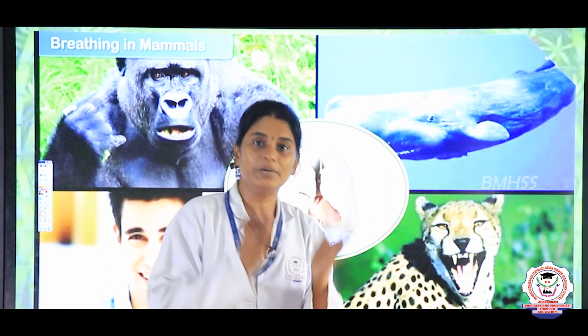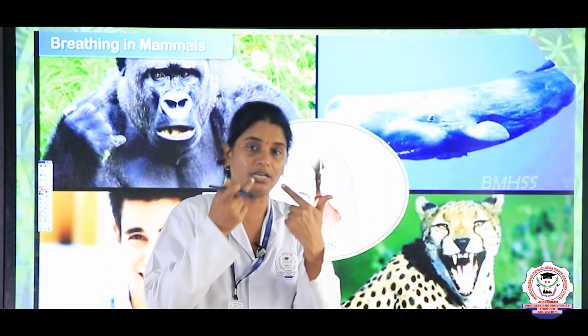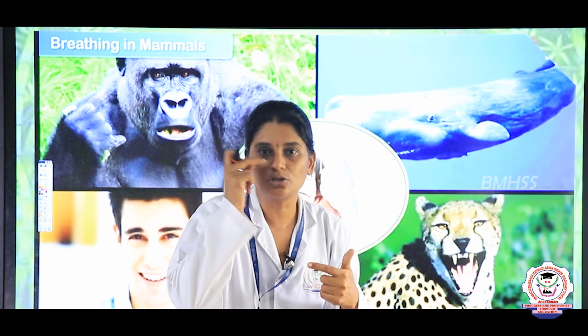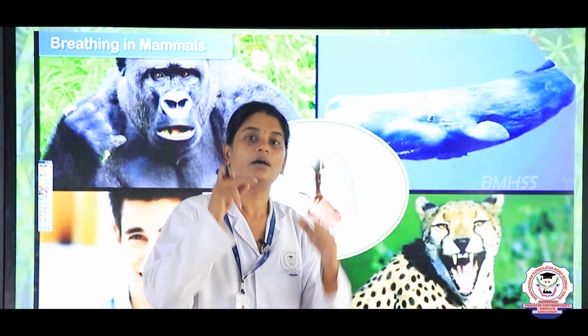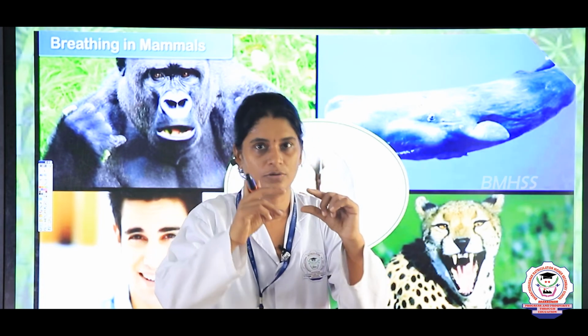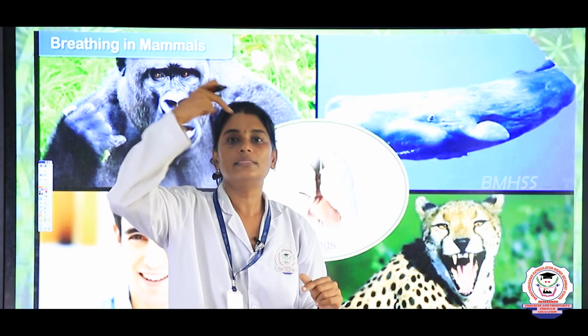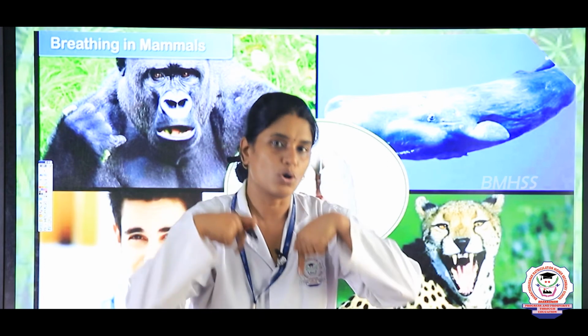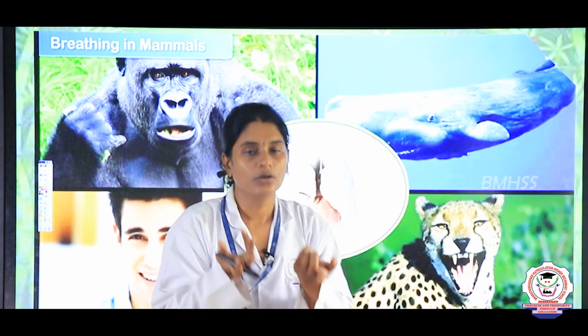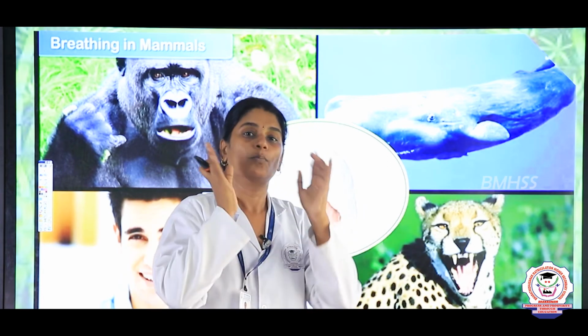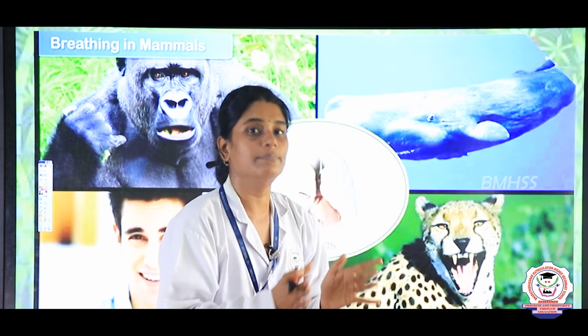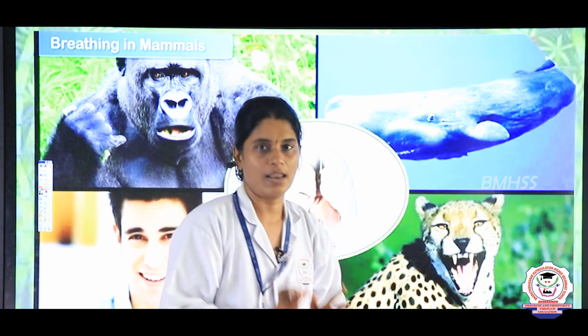And some birds take in the oxygen through the nostrils present on the upper beak. On the upper beak, you can see the beaks of the birds, right? Their upper beak has holes. Through those holes they take in the oxygen and give out the carbon dioxide, right? And birds and of course all the mammals breathe with the help of lungs.